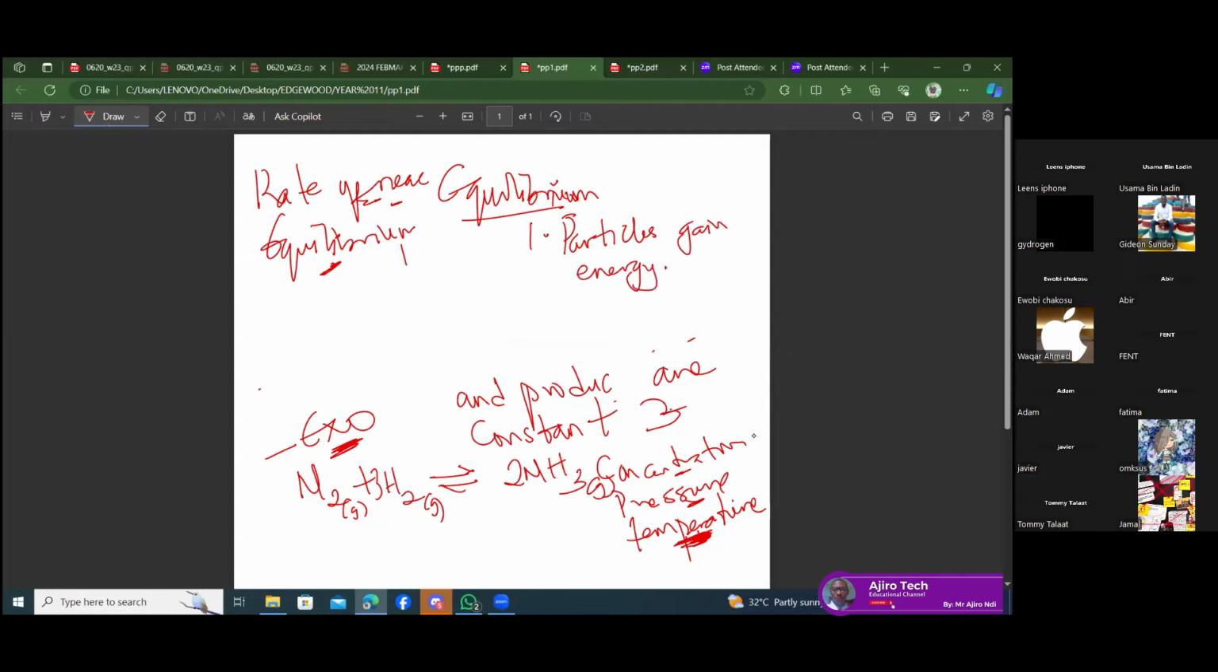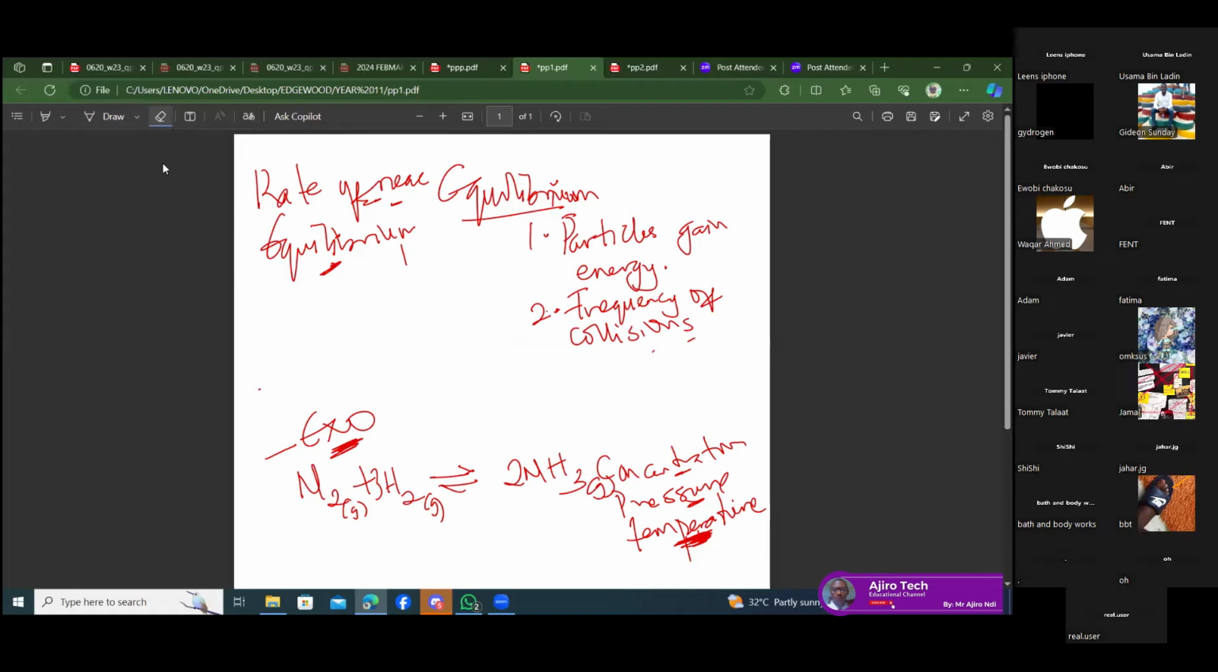Okay, so you have to buttress the fact that the particles gain energy. Then secondly, you have to mention that because the particles have gained energy, there's an increase in the frequency of collisions. So talk about the increase in frequency of collisions. That's how to get the 2nd mark. And then to get the 3rd mark, which is always a 3 mark question, talk about activation energy, that there are more particles with energy equal or greater than the activation energy.